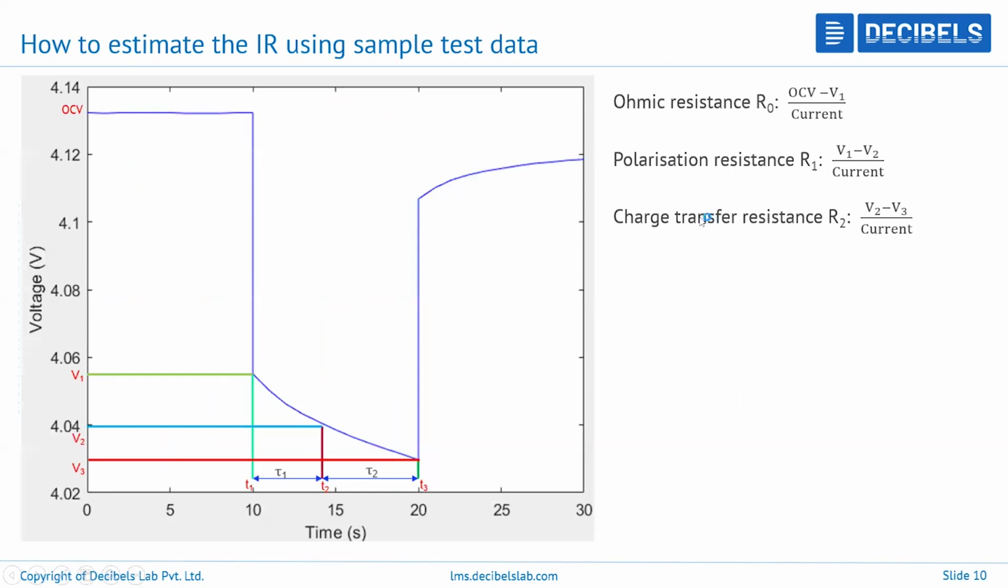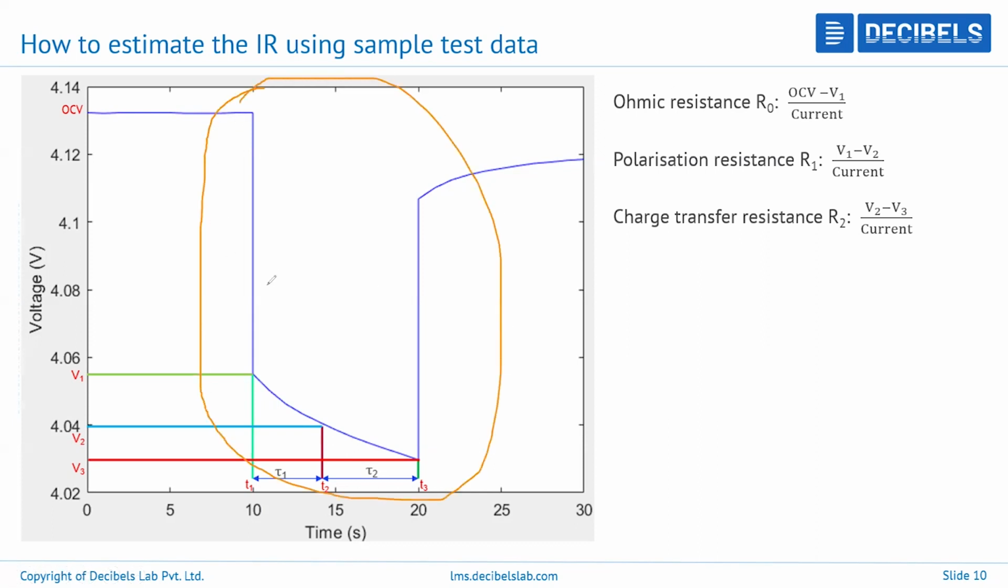Okay, so now we'll come to the practical example. When we look into the Excel sheet, you will notice that the voltage response looks exactly like this. When we supply a small pulse of current, for example 10 seconds, you can see here the period of the current is 10 seconds. When we supply that current, the voltage response of the cell looks like this.